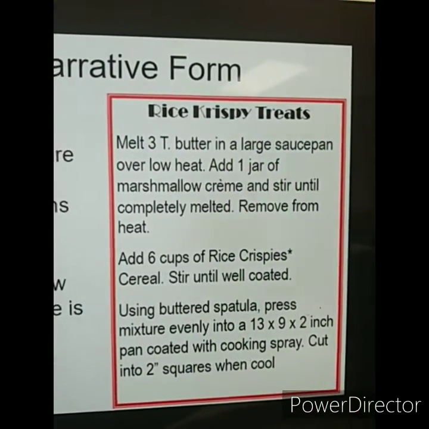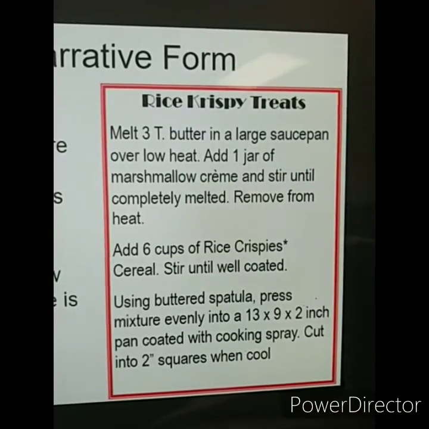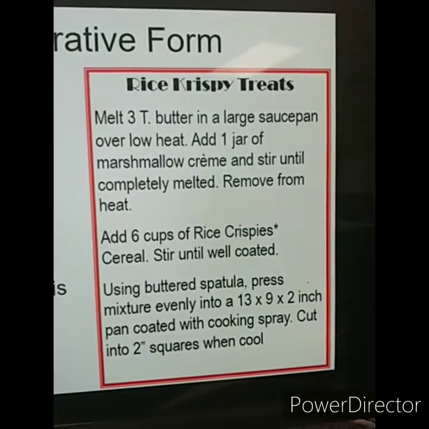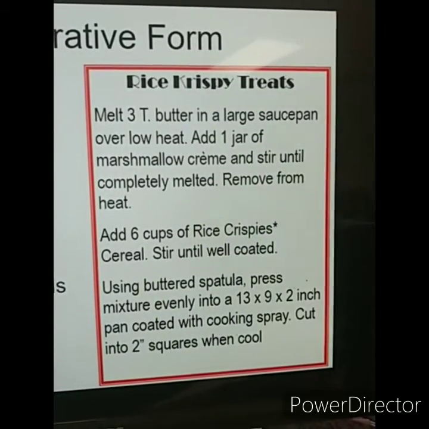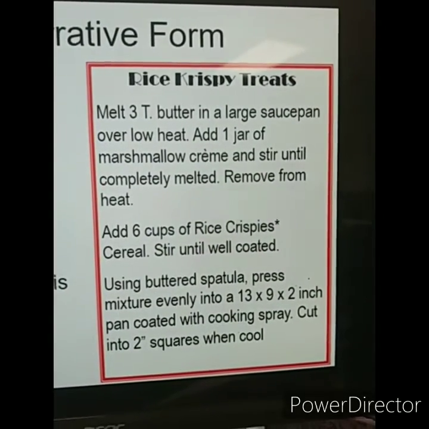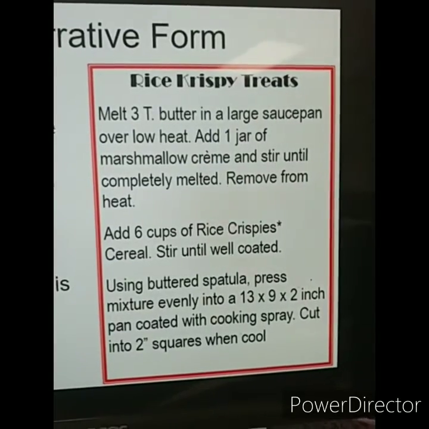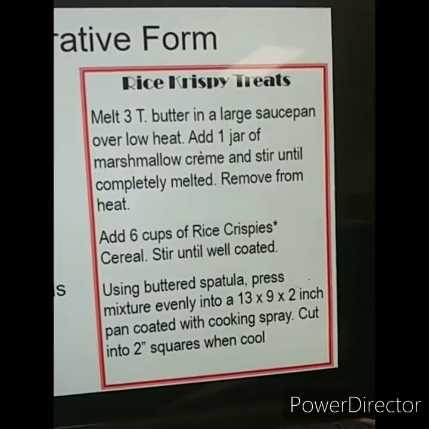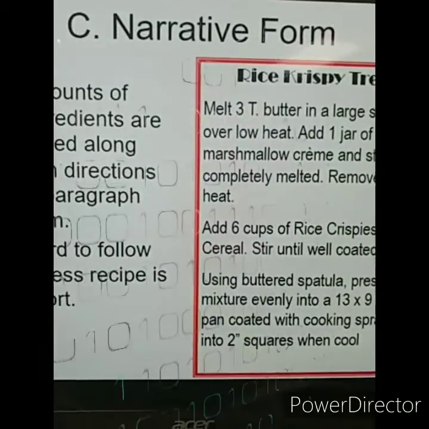Melt 3 tablespoons of butter in a large saucepan over low heat. Add 1 jar of marshmallow cream and stir until completely melted. Remove from the heat. Add 6 cups of Rice Krispie cereal. Stir until well coated. See, it's like I'm telling you while I'm sitting right there saying, okay, now do this next, now do this next, now do this next. That's the narrative form. Okay, now you've seen the 3 basic forms with a real quick outlay of them.